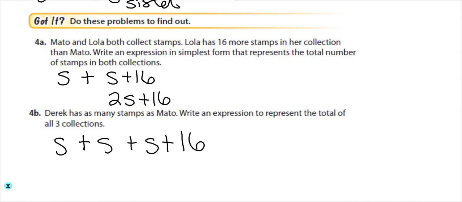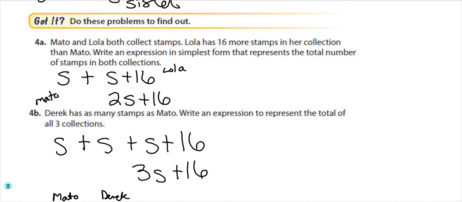Okay, so how many do we have all together now? Well, how many S's do we have? 1, 2, 3. So there's 3 S's, and then there's 16. So it's 3S plus 16. All right. So if you need to show this is Motto here. This one's Lola. And down here, this was Motto, Derek, and Lola. Okay? So if you need to show that at the bottom, go ahead and show that. Sometimes it helps to label who's got what.